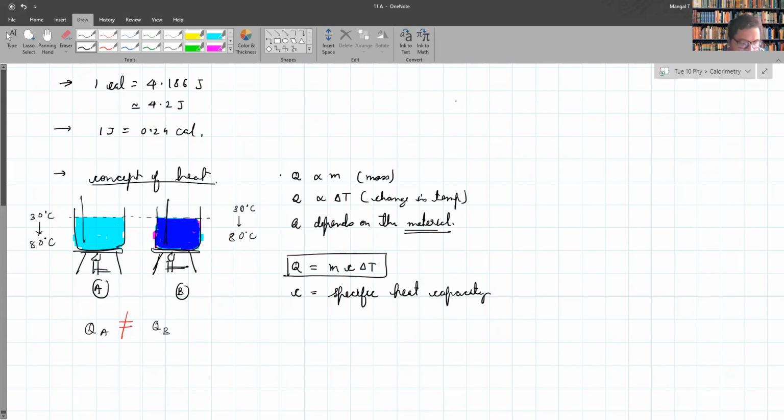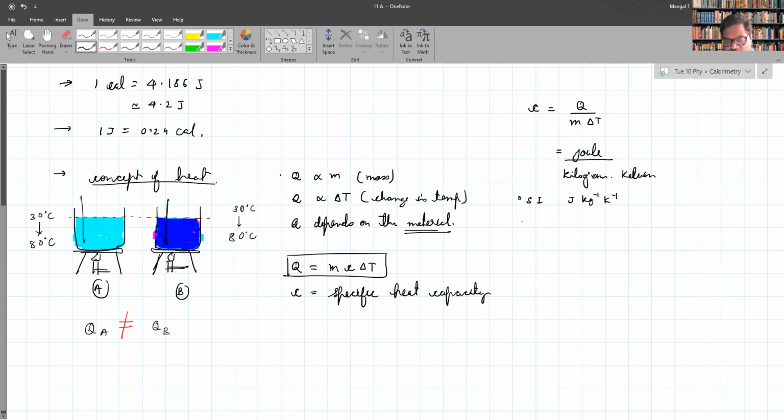Now, we are going to study a little more about specific heat capacity. Before we study that, let us first find the unit for it. If I keep c on one side, then I'll have Q, m, and delta T. So Q is measured in joule, m is measured in kilogram, and delta T is measured in Kelvin. Therefore the SI unit of c will be joule per kg per Kelvin.